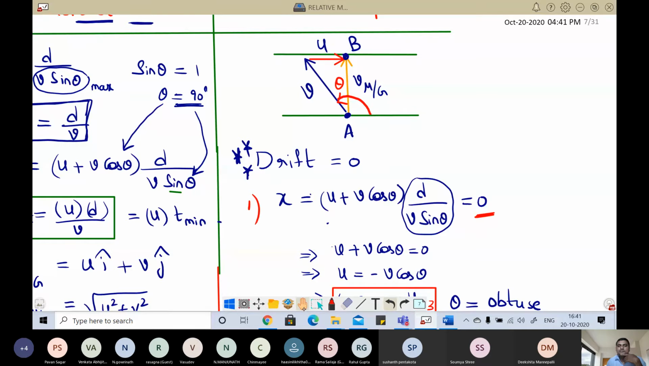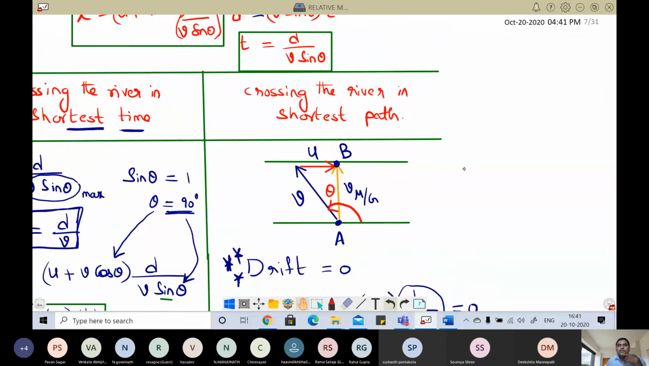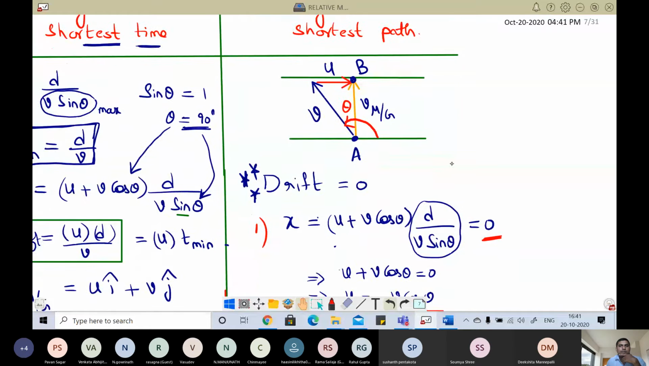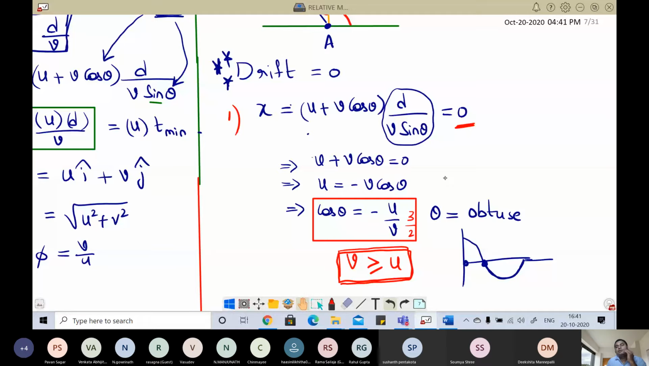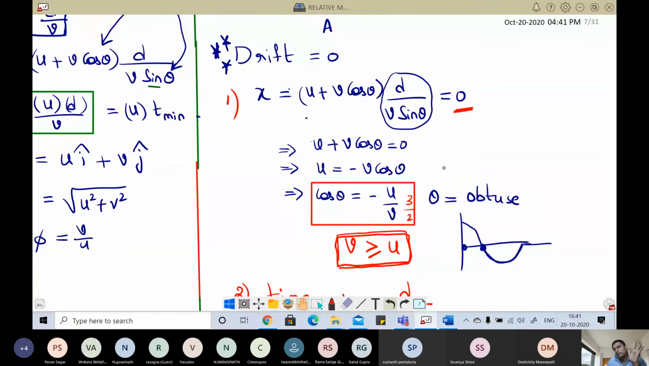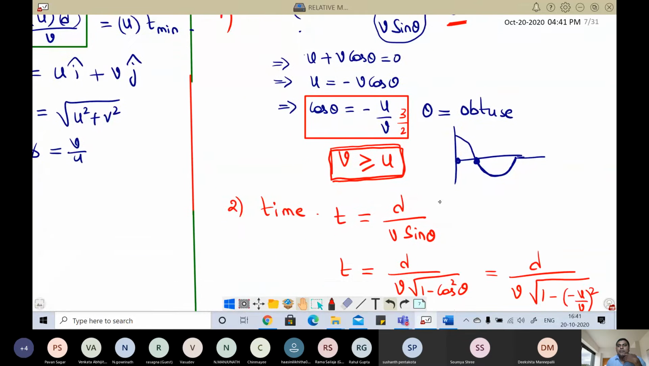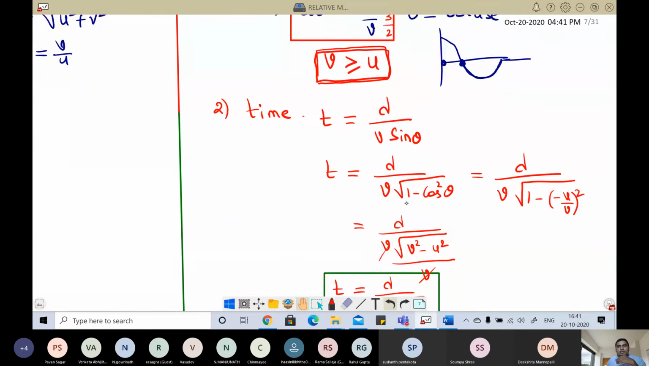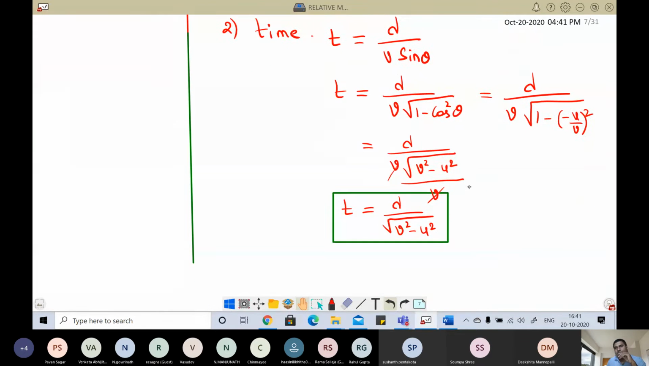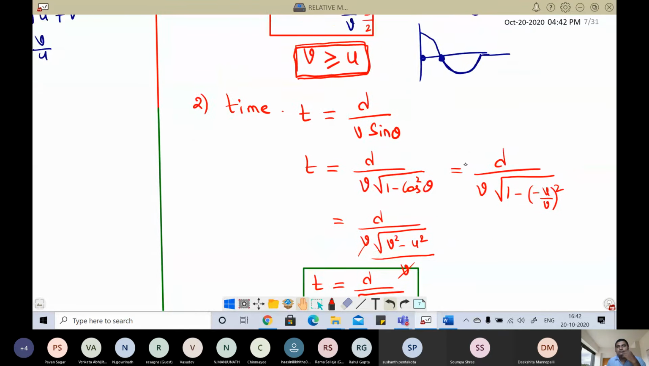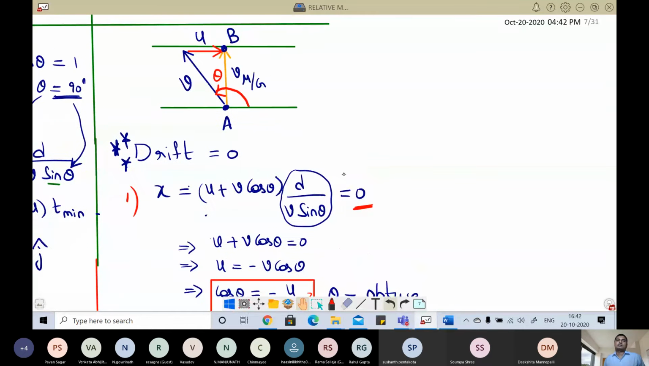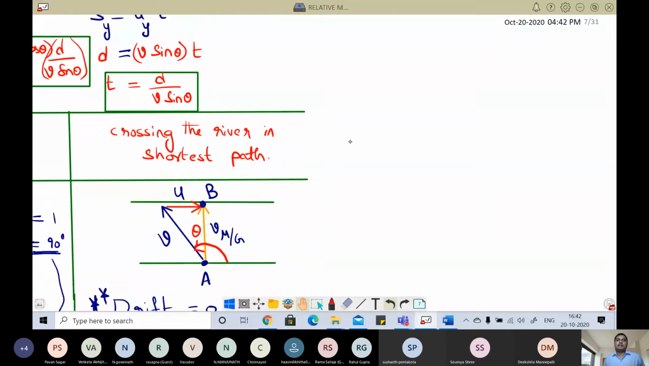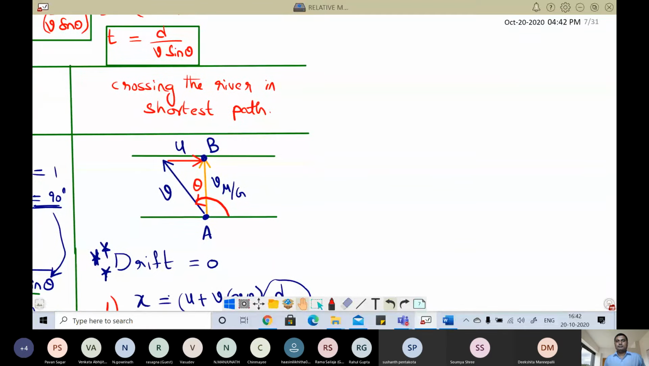So in the second case, crossing the river in the shortest path, drift is 0. From that we'll get the condition cos theta is equal to minus U by V, where V should always be greater than or equal to U. It can be equal or greater, but it can never be less. Next, time is equal to D by root over V square minus U square. This is the formula. This can also be obtained another way. I'll explain the shortest path case in another method also.